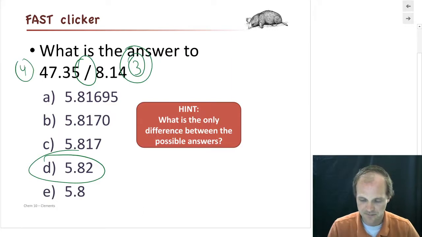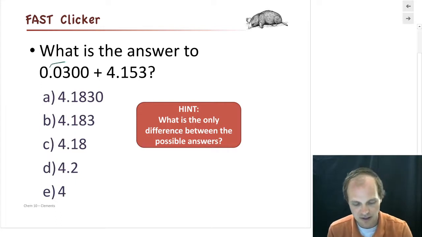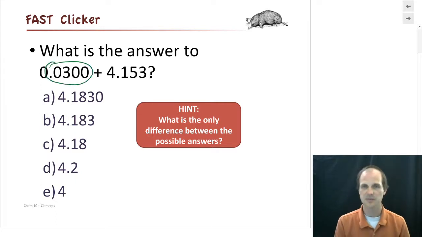How about the next one? You try it out. What are we going to do here? We're counting digits after the decimal. This one always tricks up people. How many digits after the decimal are in 0.0300? A lot of people want to say 3, because there's 3 significant figures. But there's 4 digits after the decimal.